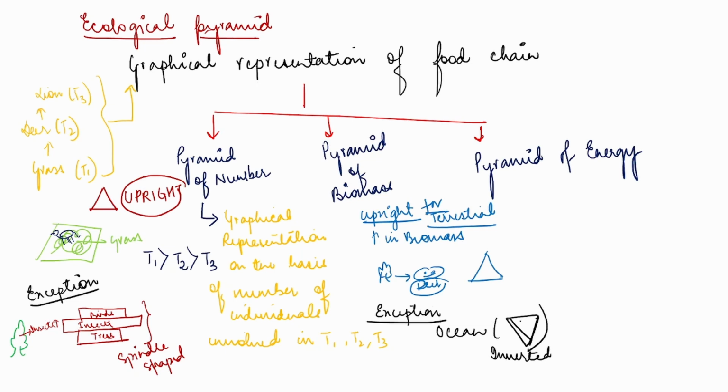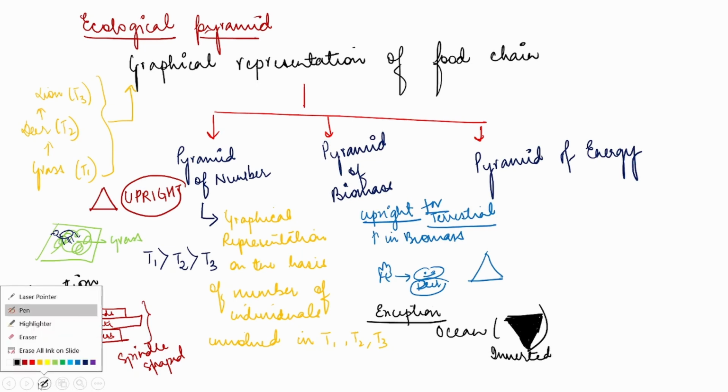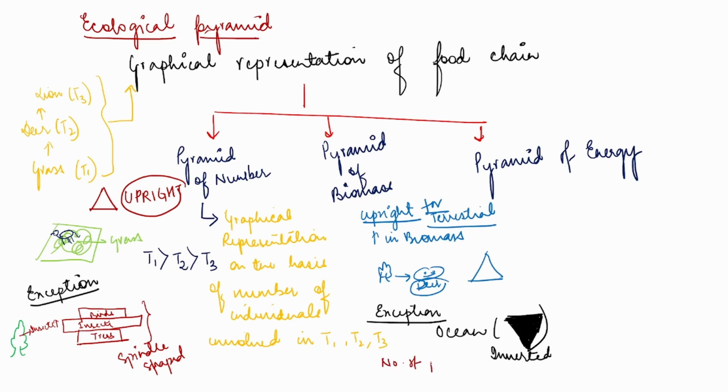Pyramid is ulta, inverted. Clear? In case of ocean, it is inverted. Why? Because in oceans, the number of phytoplankton is less than zooplankton. Because if phytoplanktons undergo photosynthesis, they take sunlight and increase their biomass. Whatever biomass has increased, the zooplankton will come and eat this. Clear? So here in ocean, it is an exception case.